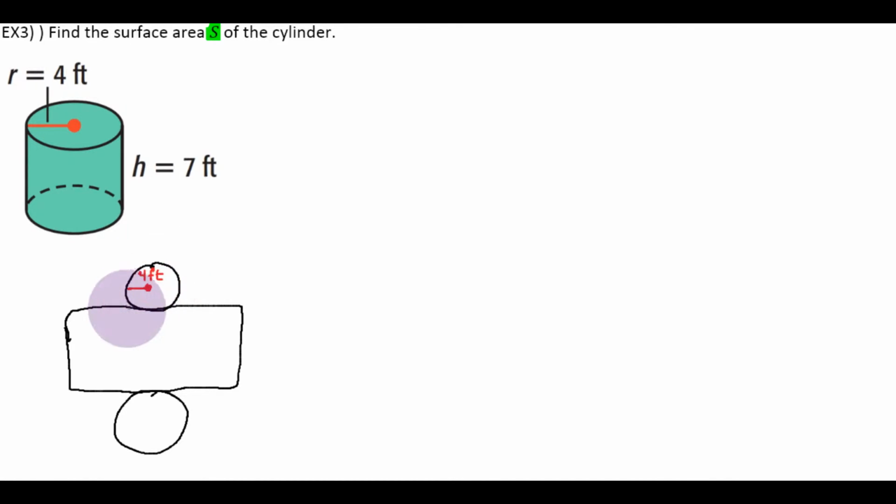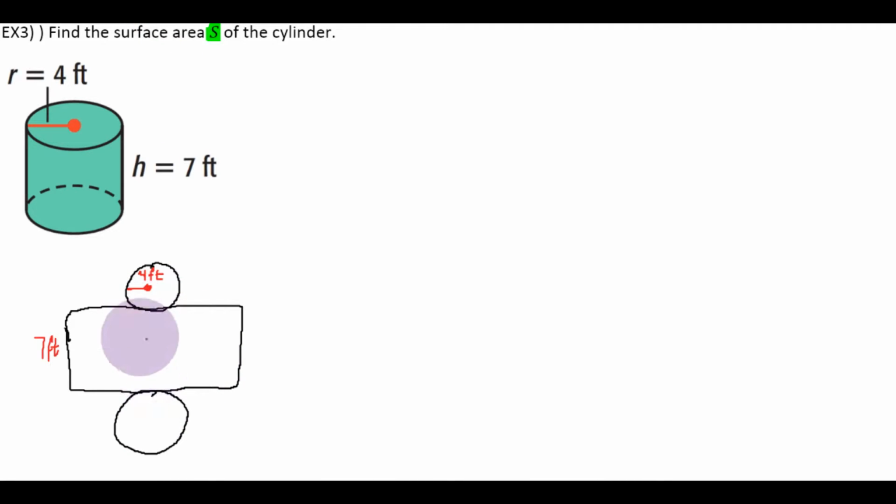And the other thing I want to note is the height of this rectangle, or the width of this rectangle, is the same value as the height of this cylinder. So this height is 7 feet. And that is for the rectangle in this shape. But the bottom line is I can use this net to help me set up finding formulas for the area of both of these shapes.